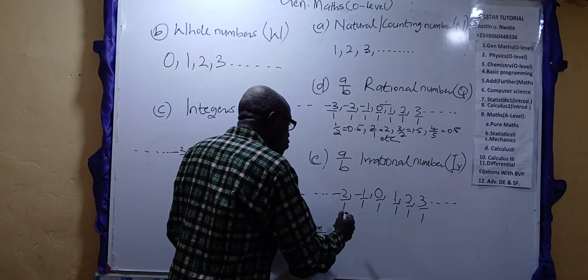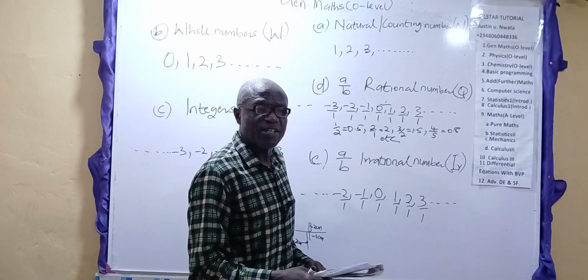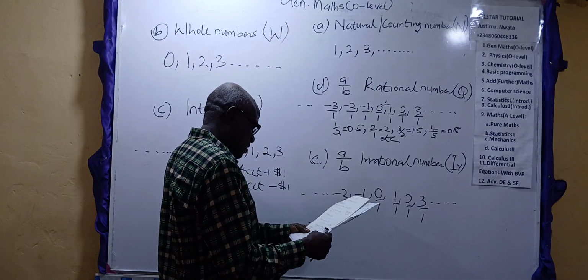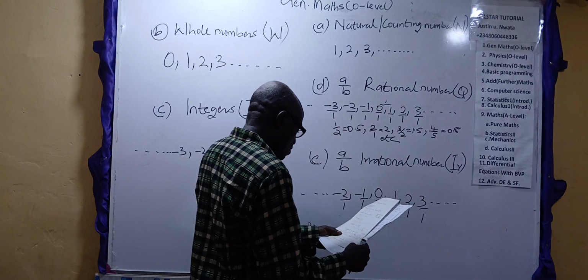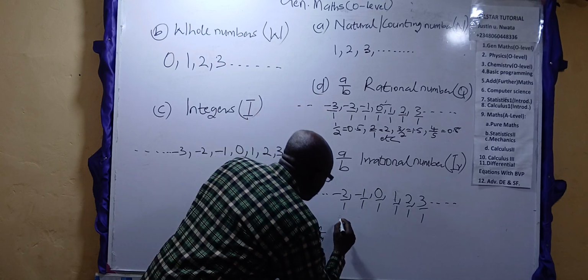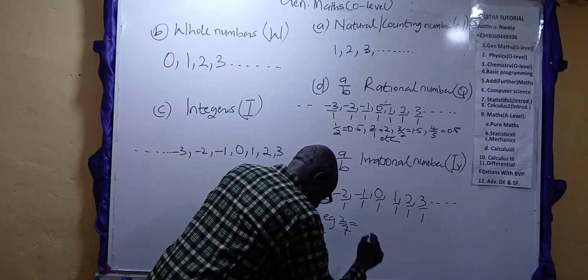But those numbers that you write 1 up, 1 down, but when you divide them, they cannot come to a stop, continuously, forever and ever. They are called irrational numbers. For instance, divide this thing and see what it's going to give you. Examples. 2 over 7. If you divide it, this is what you get.